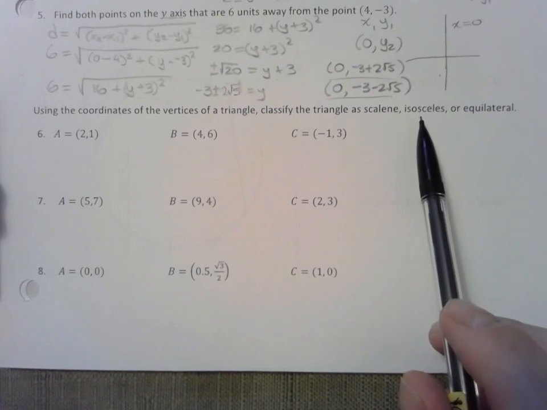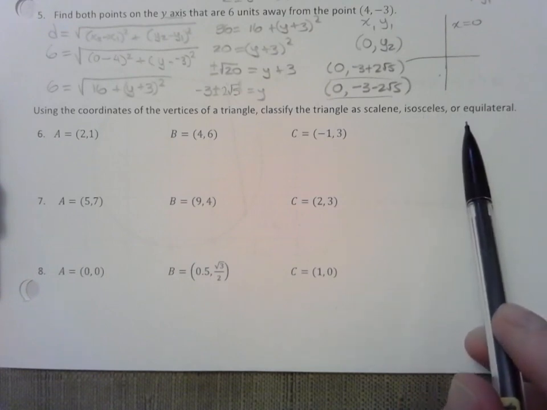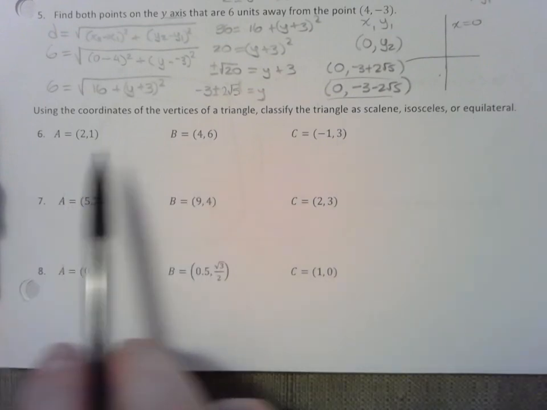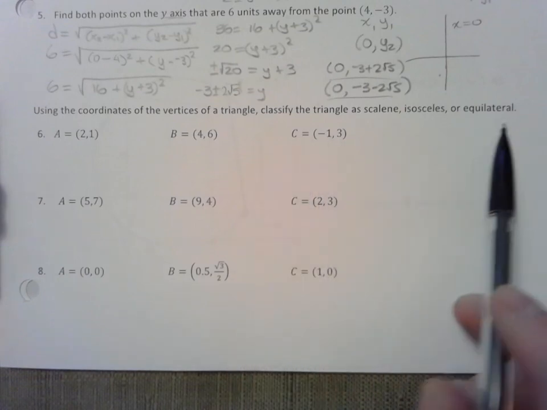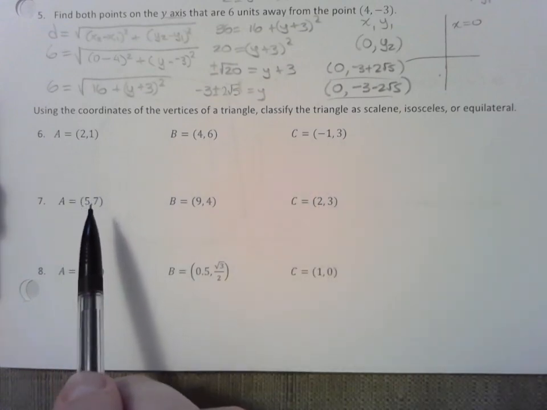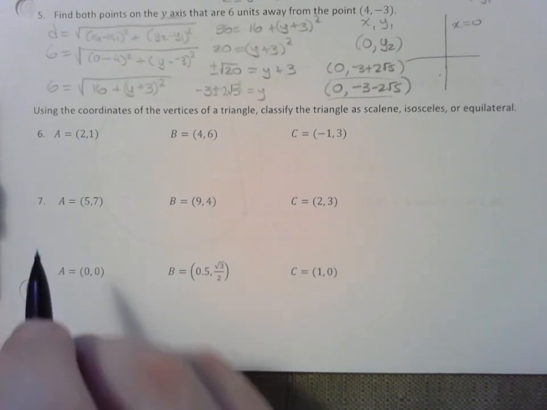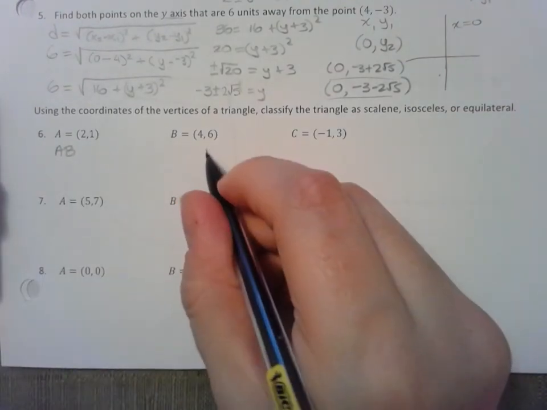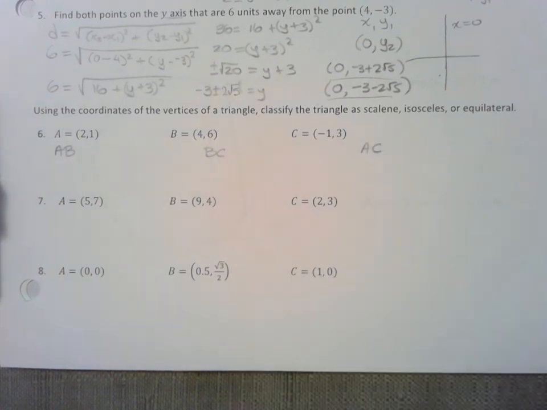Isosceles triangles have two or more side lengths that are equal, and equilateral triangles have all three side lengths exactly the same. What I do to figure this out is compare the side lengths of all three sides. If I don't have a picture, I'm going to use our distance formula. Even if I did have a picture, pictures are not always drawn to scale. I'm going to find the distance of AB, then BC, then AC, and compare them.